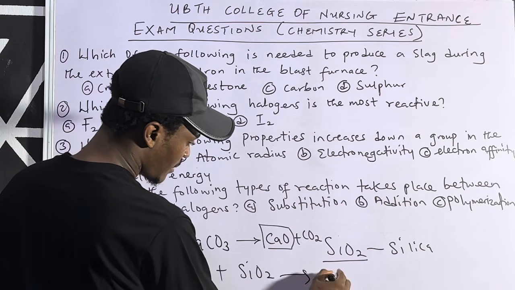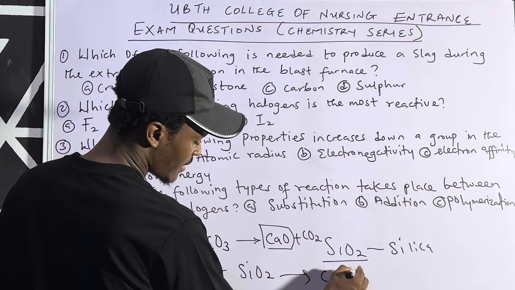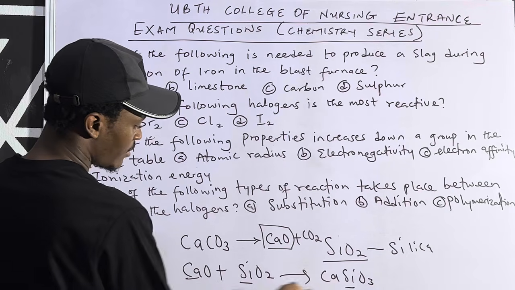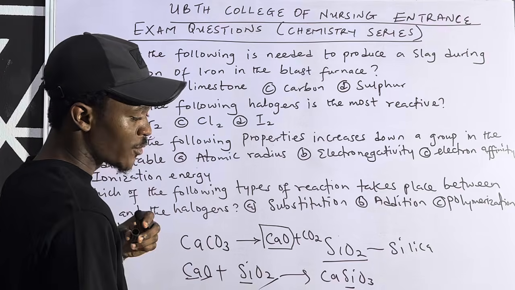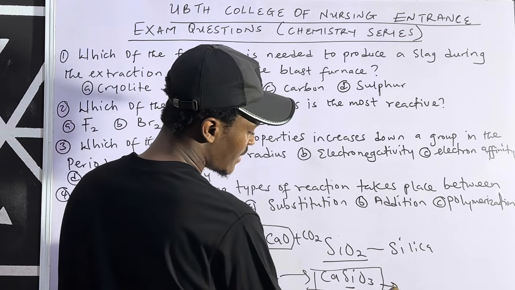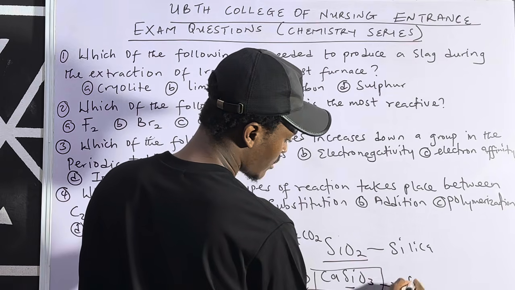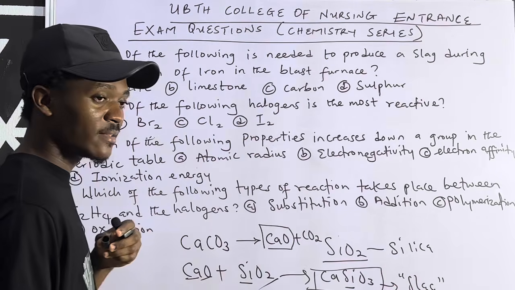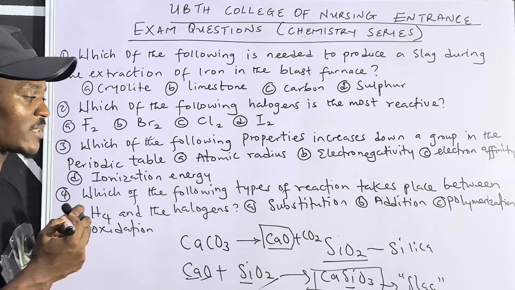And we are going to obtain CaSiO3. All right. So this is known as calcium silicate, which is also called slag. So then it can easily be removed from the blast furnace.